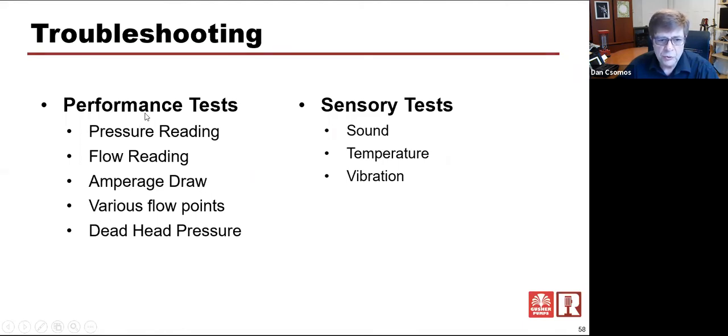You can also look at various flow points and try to get some kind of a reading. For instance, you may take a pressure reading at deadhead. You may take a pressure reading at 30 PSI out on the curve and do those same type of things as far as gauging where a pump is operating at to see if it makes sense to the curve. And then, of course, deadhead pressure.